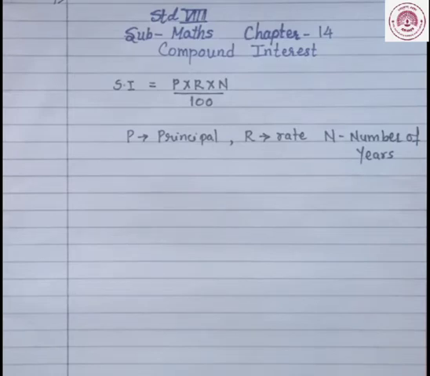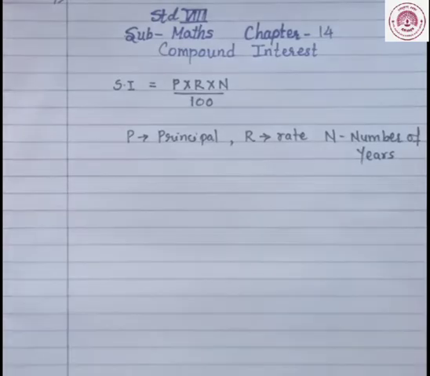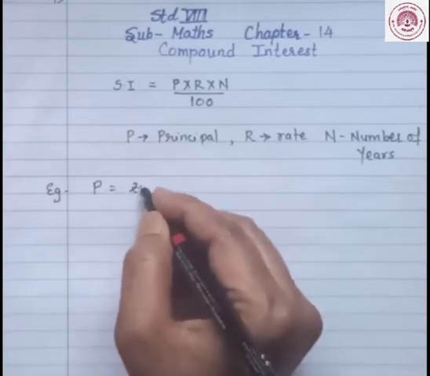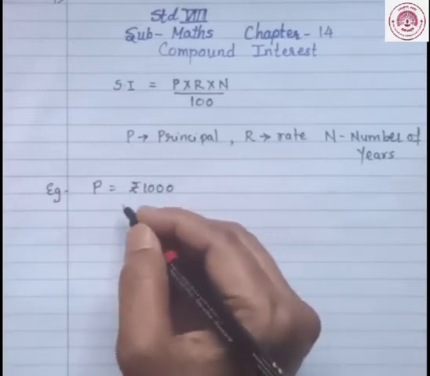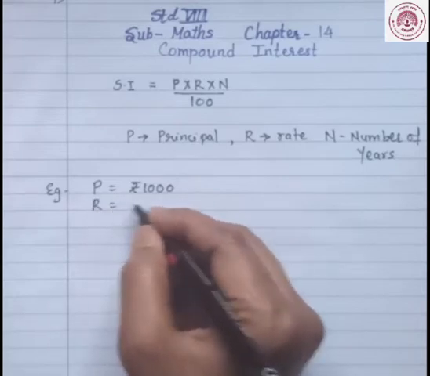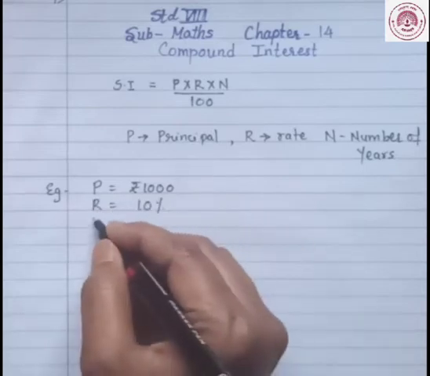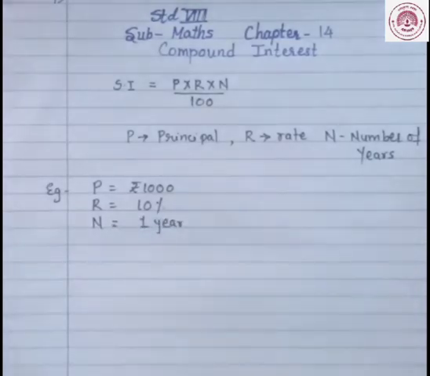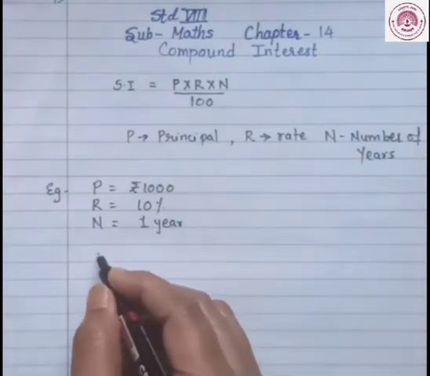This year we will learn how to find compound interest. Let's understand this with an example. Suppose principal amount P is equal to rupees 1000. Rate of interest R is 10% and number of years is 1 year. So can we find out the simple interest? Yes. So what is the formula here?